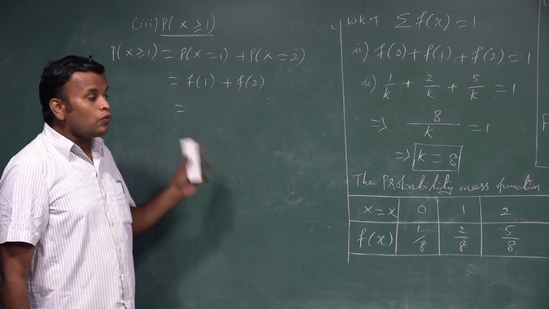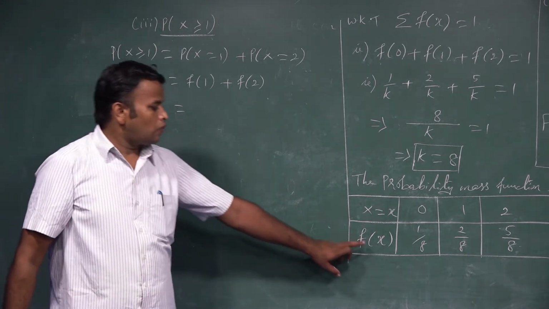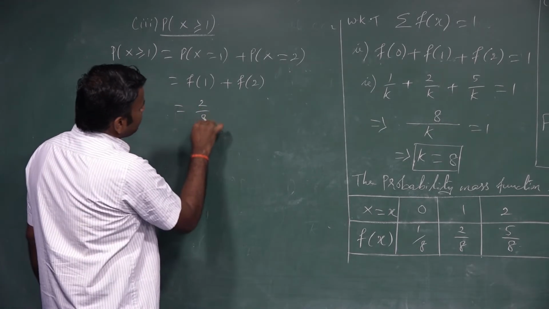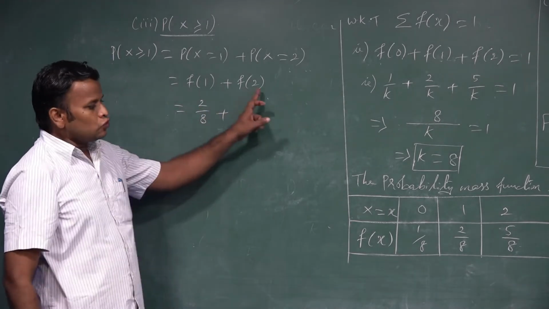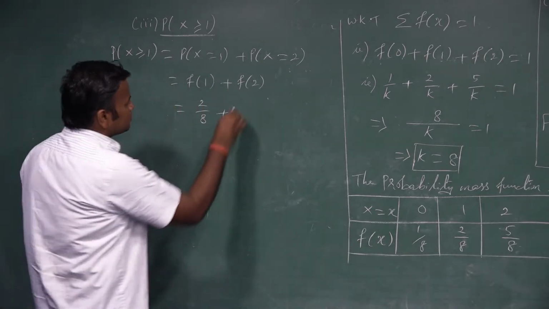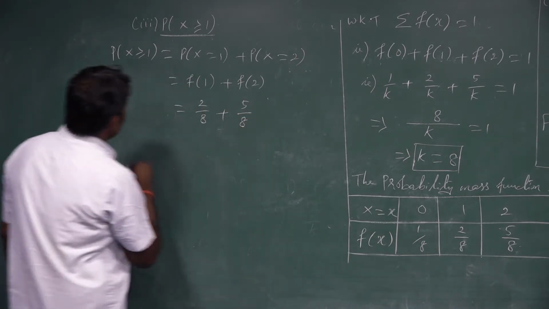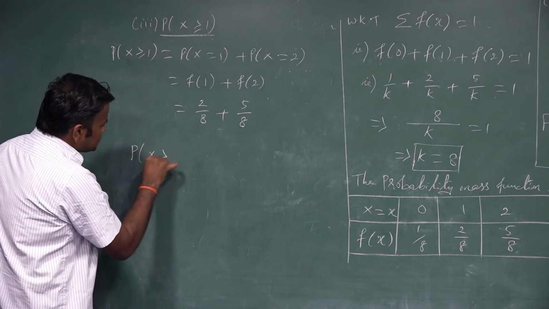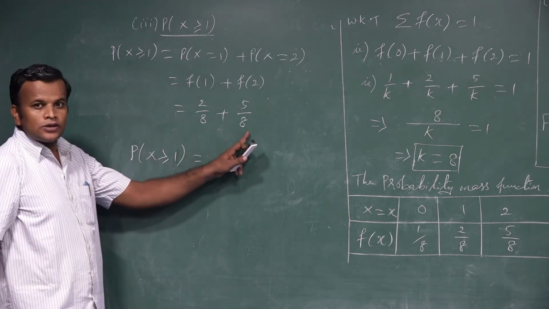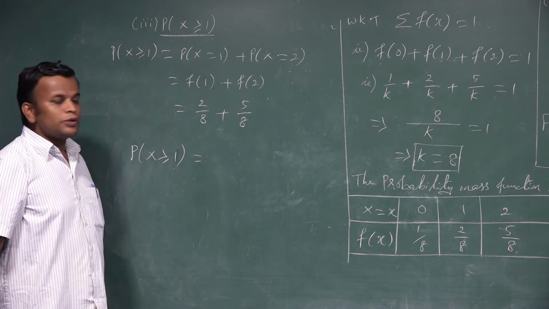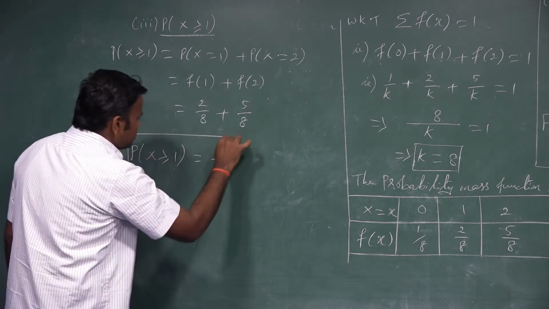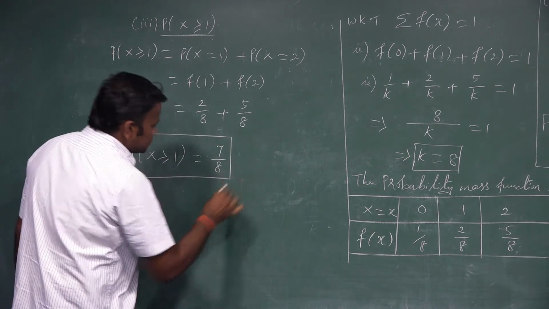What is the value of f of 1? You see the table. F of 1 value is 2 by 8. So 2 by 8 plus f of 2 value: when x is 2, f of 2 value is 5 by 8. So P of x is greater than or equal to 1. That value, 8 is common. You have the numerator 2 plus 5 is 7. So the required probability value is 7 by 8.